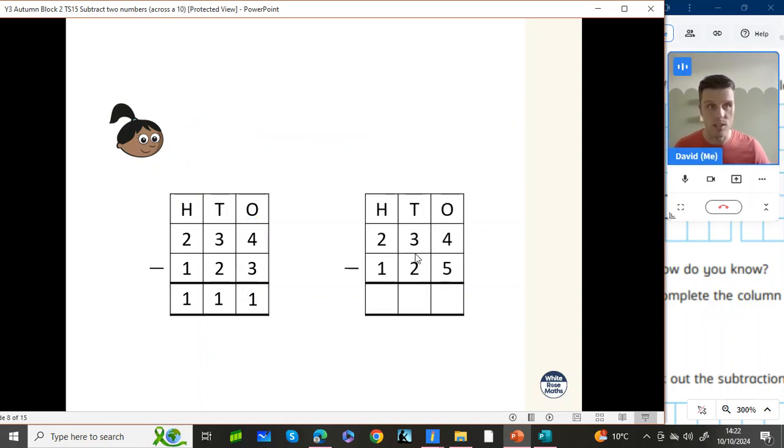If we look at the second sum though, we've got 234 take away 125. And if we look at the ones column, you can see that 4 is less than 5. So when our top number or digit is less than our bottom number, we need to do an exchange.